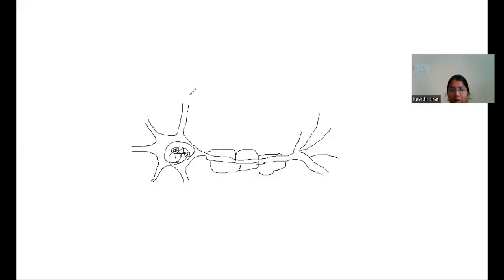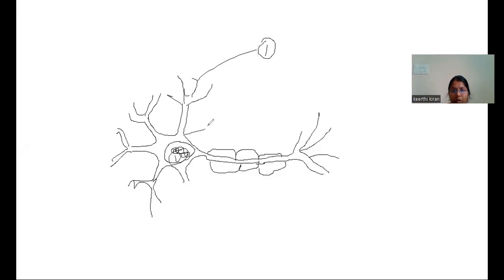Sorry for the delay. Here, see, these are the dendrites. Can you see this? These are the dendrites. This is like a tree branch. I'm marking the dendrites as one. Then this is called the soma. This is the soma, the second one. This is the third one, and this is the fourth one. This is the fifth one.